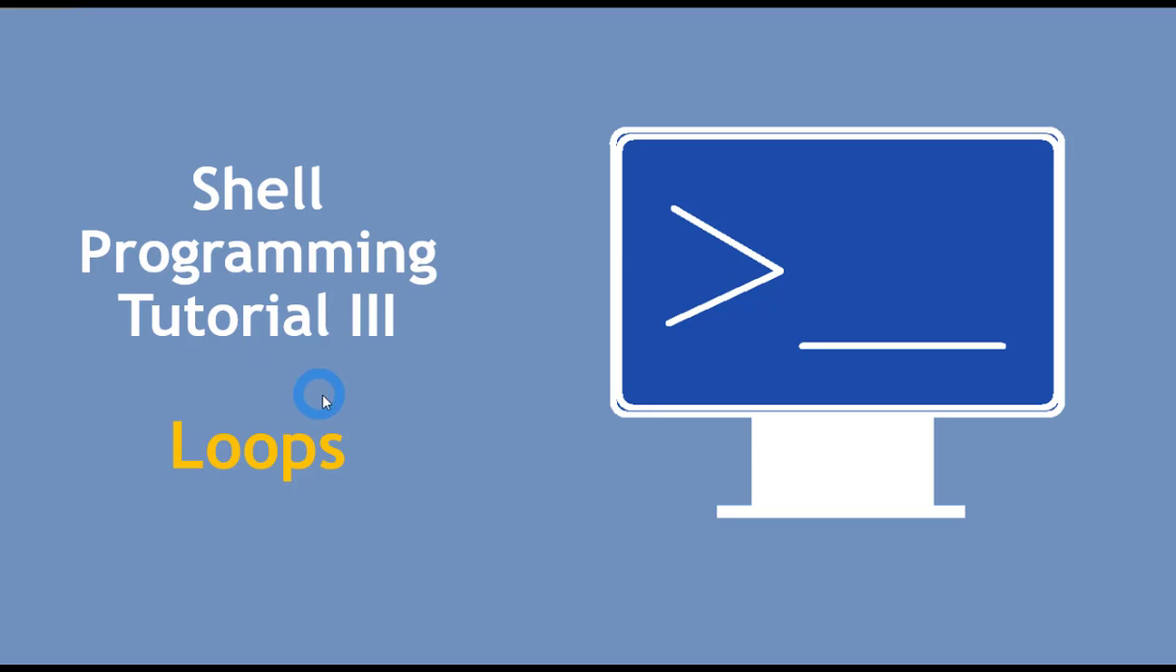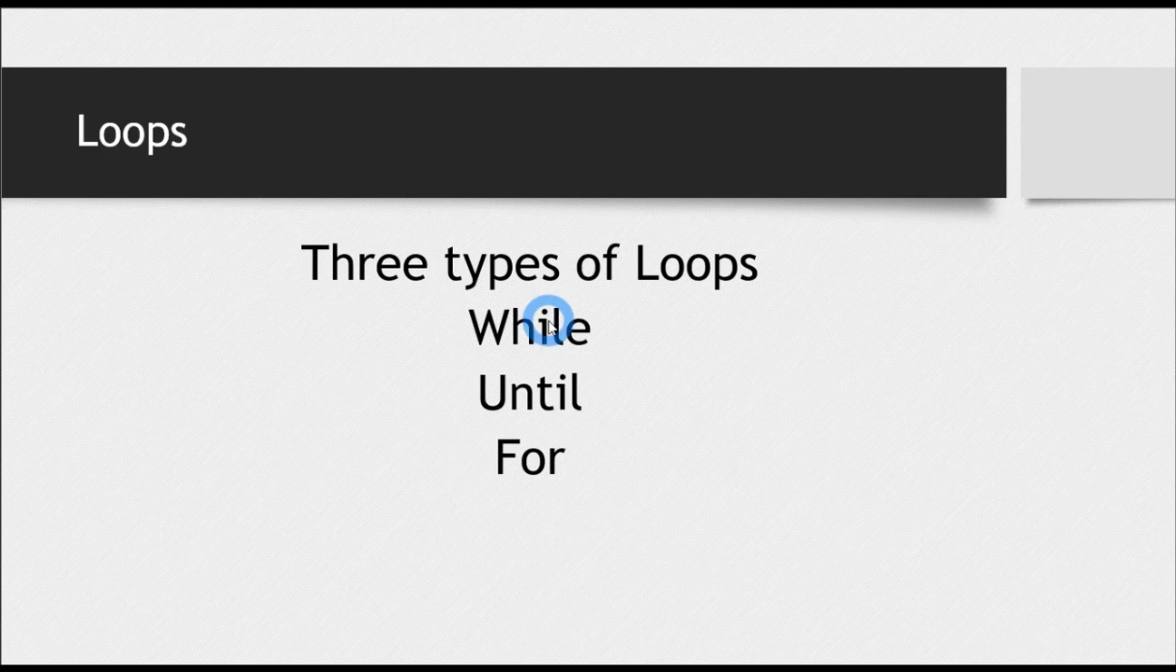This is the third tutorial of shell programming, and today we will be covering loops and arrays. So let's begin with loops. There are three types of loops which we will be covering in today's video, and they are while loop, until loop, and for loop. Let's begin with while loop.